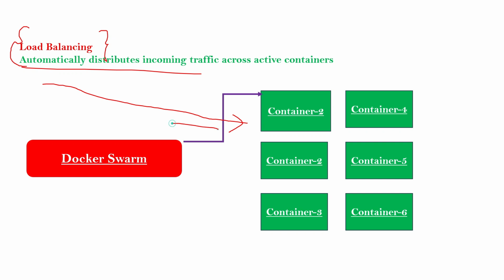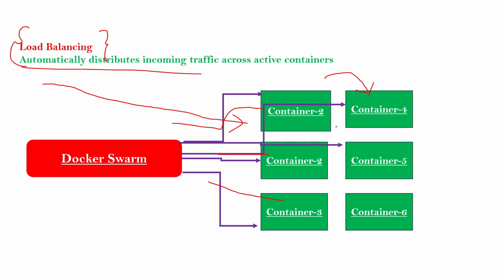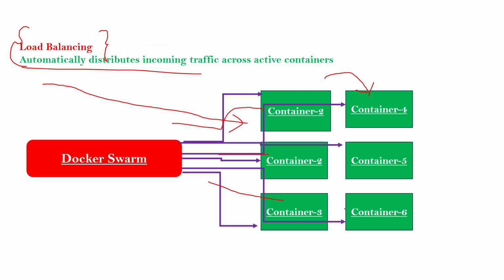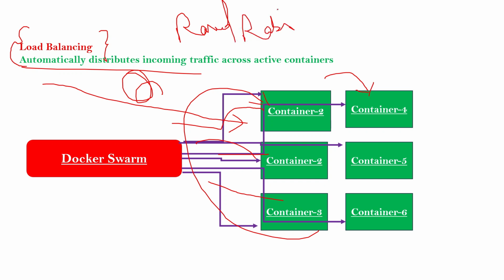So if the first request comes, it will go to container 1, the second request will go to container 2, the third will go to container 3, and the fourth will go to container 4, and similarly it will go to the 5th and 6th container. And then again it will be in a round robin way. The next request will again go to container 1, then container 2. So it will go in a cyclic way, which is called the round robin algorithm.